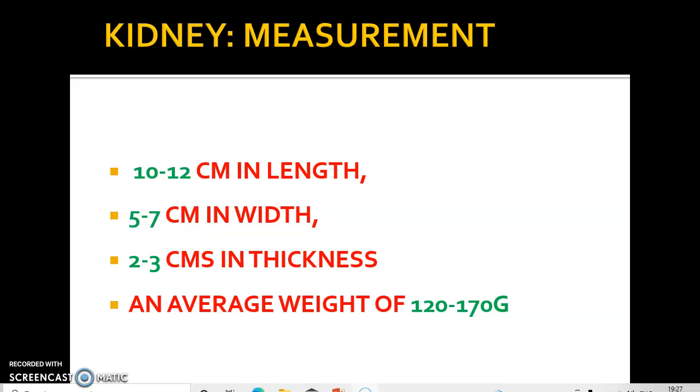So if we try to recollect once again, what's the length of the kidney? It is 10 to 12 centimeters. Width is around 5 to 7 centimeters. Thickness is around 2 to 3 centimeters, and it weighs around 120 to 170 grams. So that's about the measurement of the kidney.